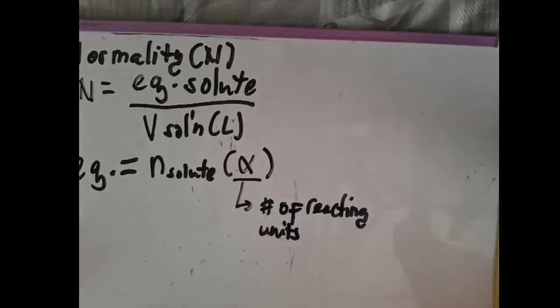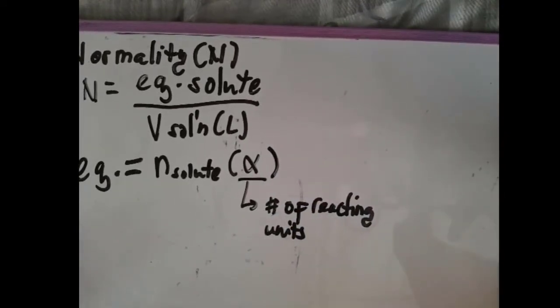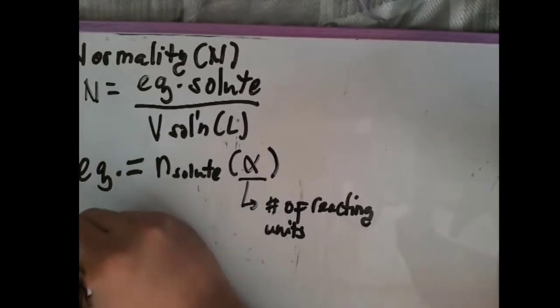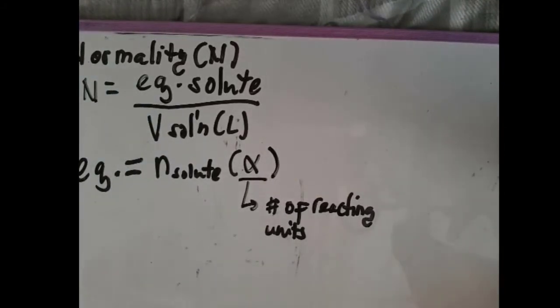Now, what is this number of reacting units? The number of reacting units is actually dependent on what reaction the solute will undergo or usually undergoes. So that is why normality is not commonly used compared to molarity, molality, and other units of expression, because the normality of a solution is actually reaction dependent.